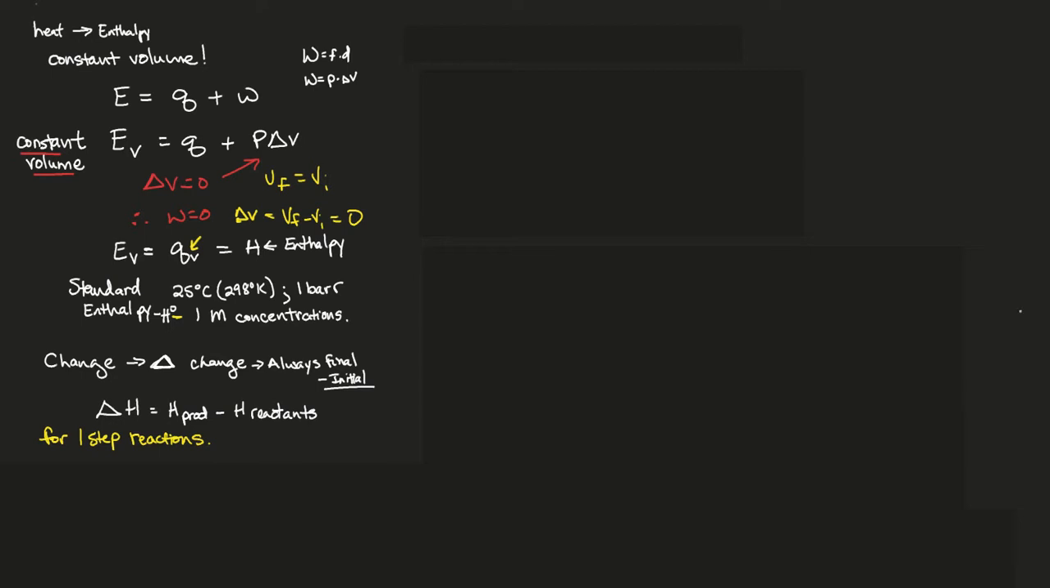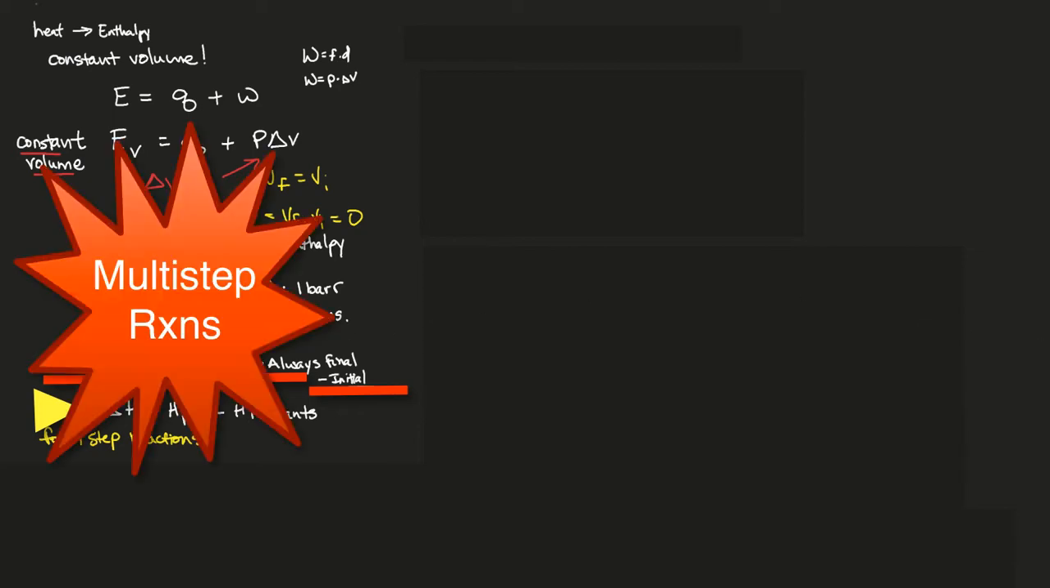So, if I wanted the change of either standard enthalpy or regular enthalpy, I would just do the products minus the reactants. And we could look at it for one-step reactions this way. Look at the enthalpy of each product and the enthalpy of each reactant, sum them up, and then do the difference. Now, what happens if we have multi-step reactions? Well, that's when Hess's law comes into play.